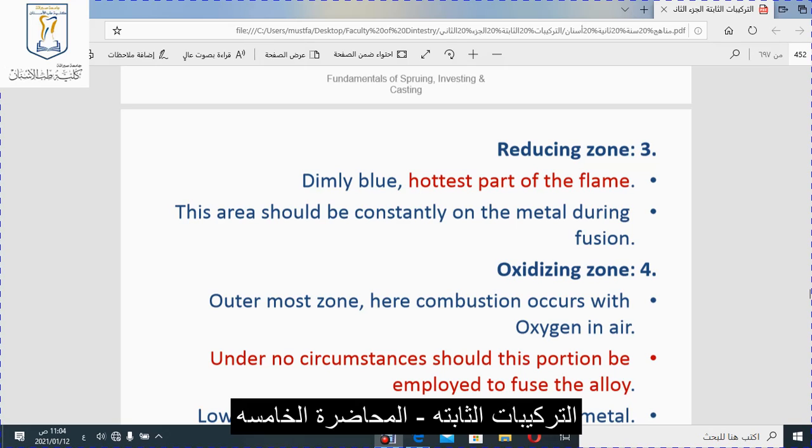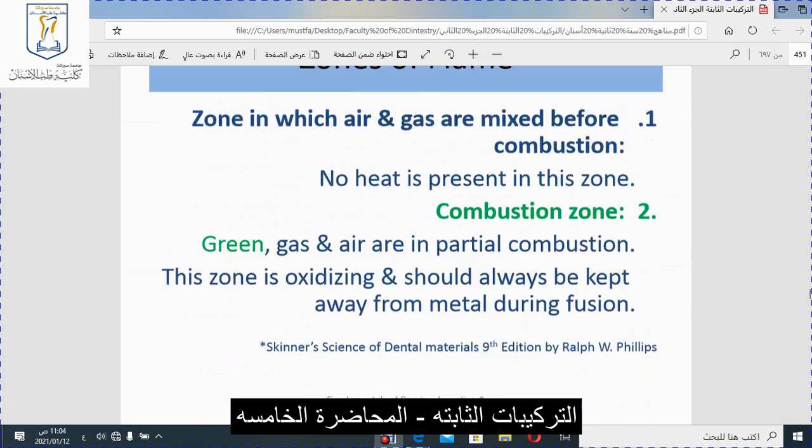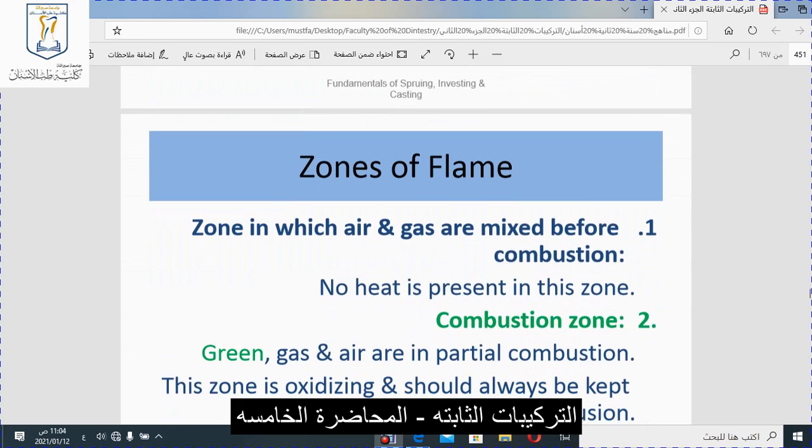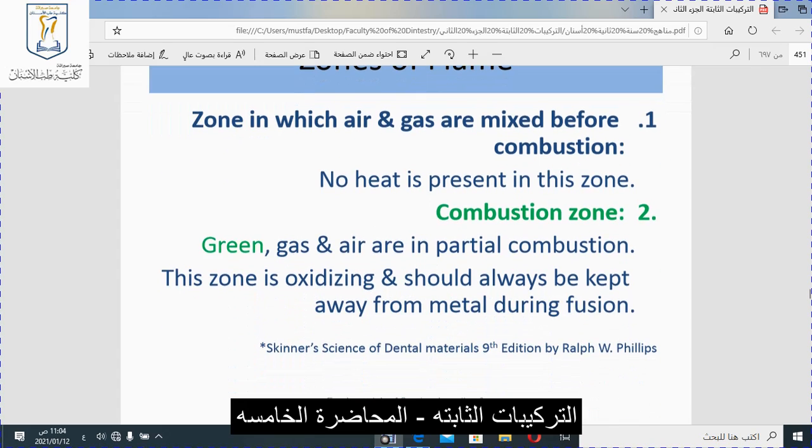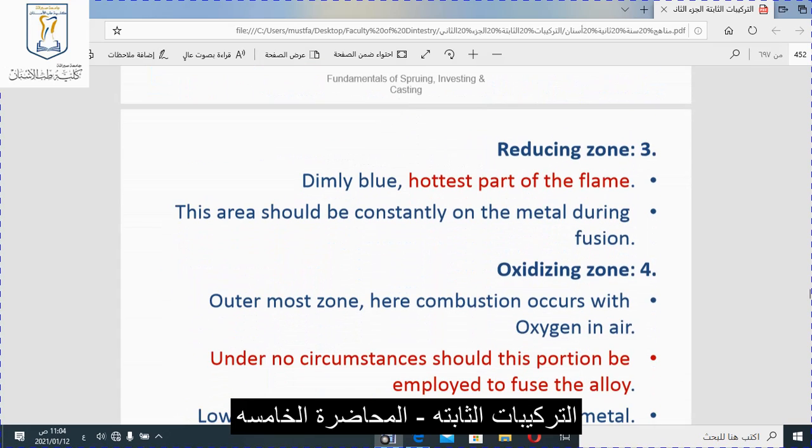The oxidizing zone is the external zone. It is converted to oxygen. It is yellowish inside. This is the mixed zone. It is red, so there are no gases. The composition zone is mixed with gases, so its color is green. And the reducing zone is the zone for burnout. This is the zone for melting the alloy. So we melt the alloy in the reducing zone. It is the hottest part of the flame.